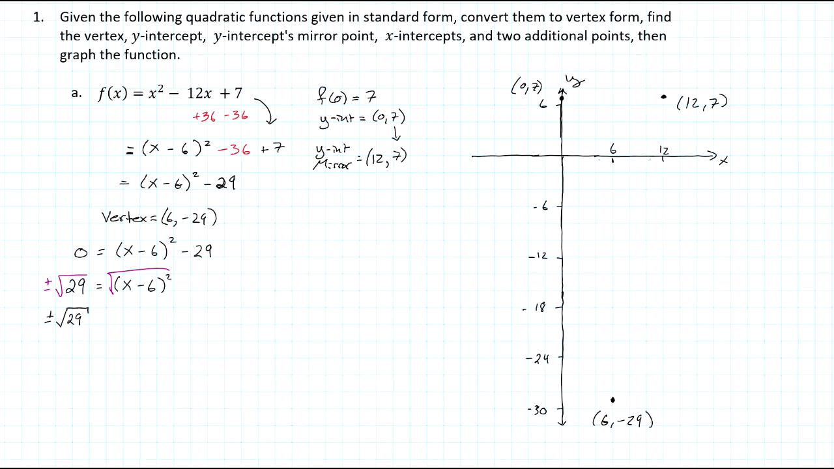29 is prime. I can't really do anything with that. And then the square root and the square cancel on the other side, giving me just an x minus 6. I can add that to both sides to get 6 plus or minus the square root of 29 equals x. So the x-intercepts are the points 6 plus the square root of 29, comma 0, and 6 minus the square root of 29, comma 0.